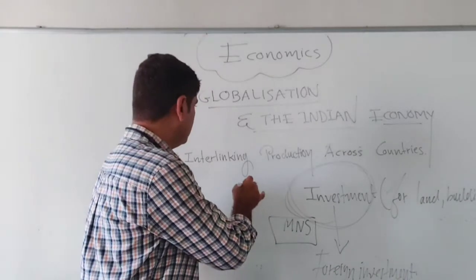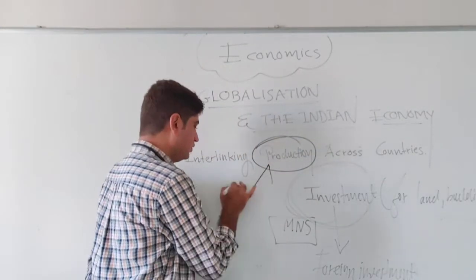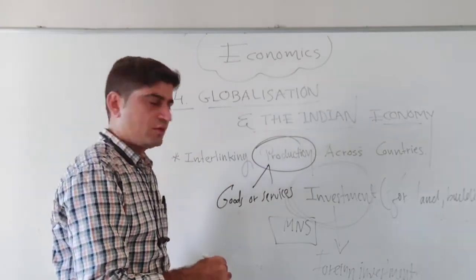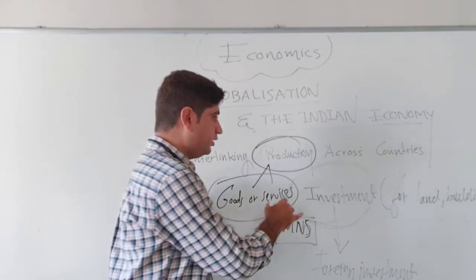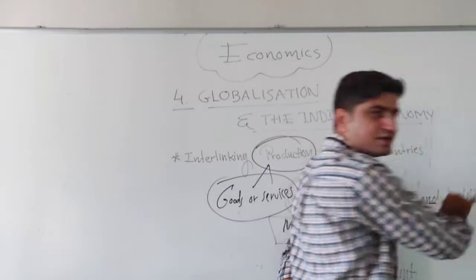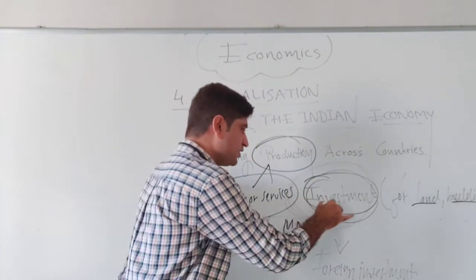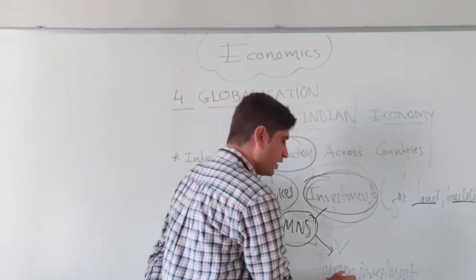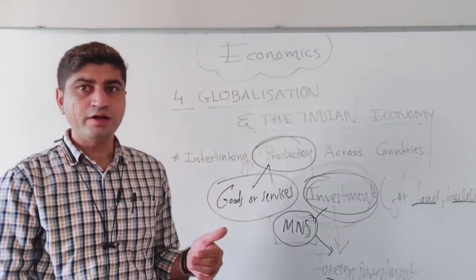So let's go here. For starting production of goods or services, the company, that is the MNC, requires investment for what? For land, building, machines and other equipment. This investment is done by a multinational corporation, so we call it foreign investment. Right? So now let's see routes of foreign investment.